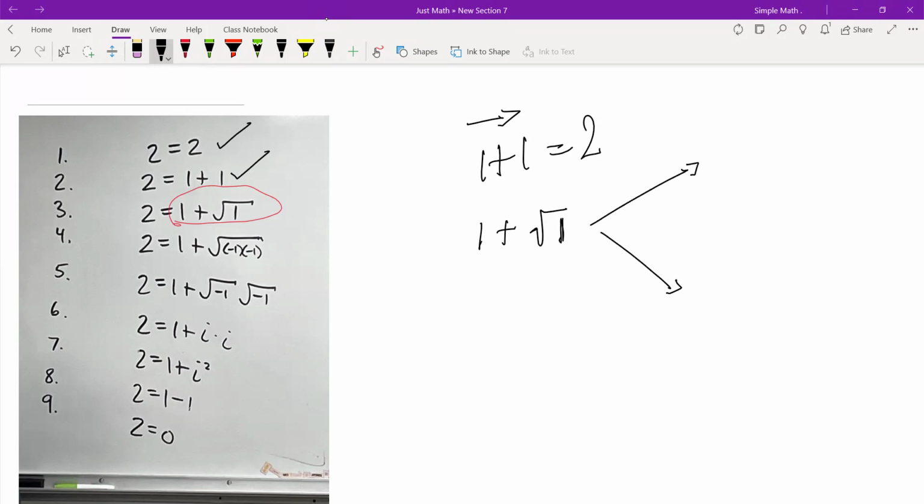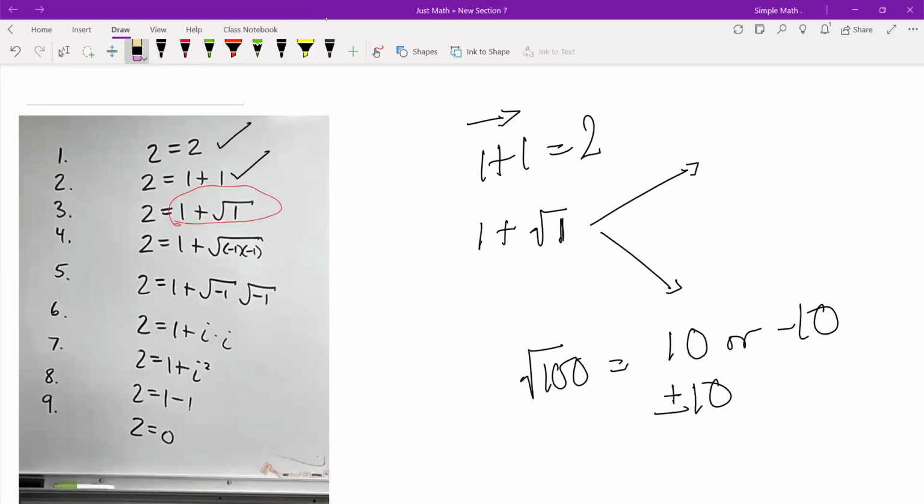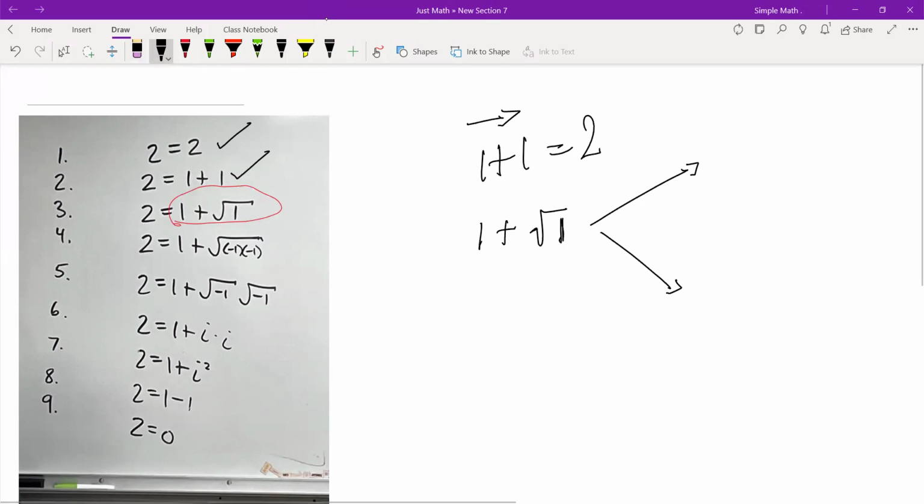Because whenever, let's say, you have root 100, it's 10 or -10, or you can just write it like this, plus or minus 10. So it's the same thing here. The moment you change it to 1 plus root 1, it stopped just being 2. You now have two options. It could either be 1 plus 1, which is 2, or 1 minus 1, which is 0. Because root 1 could be plus or minus 1.